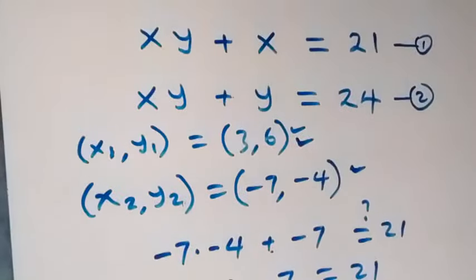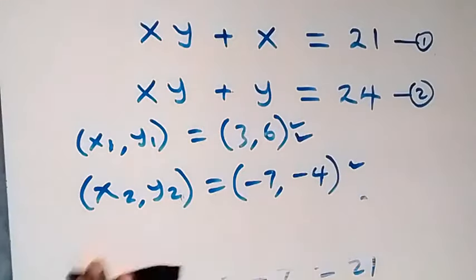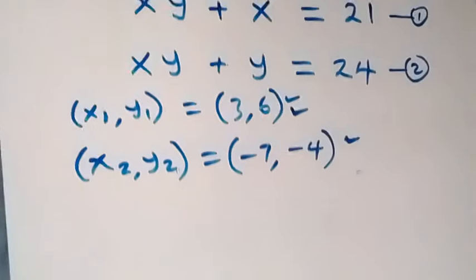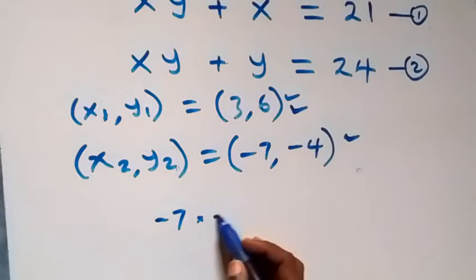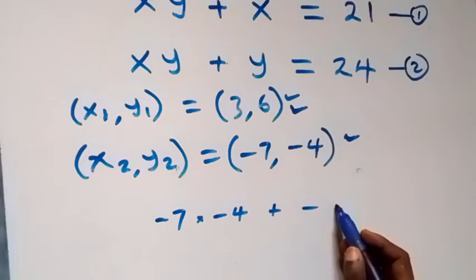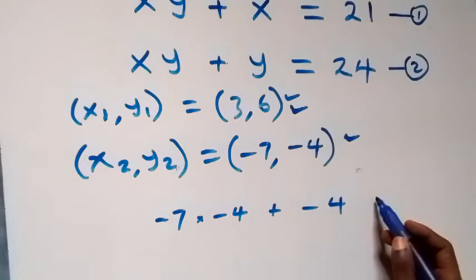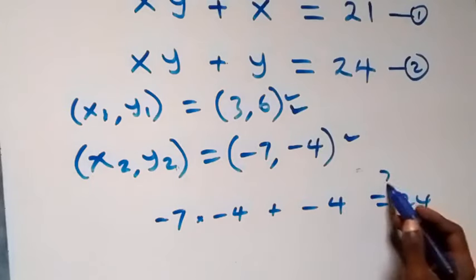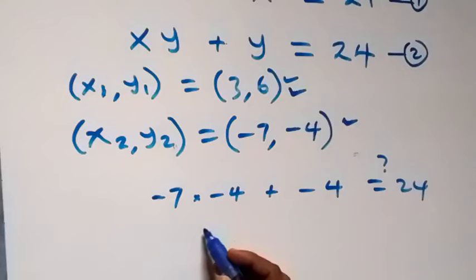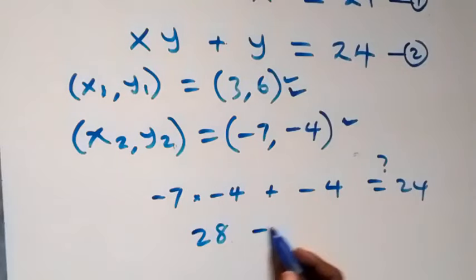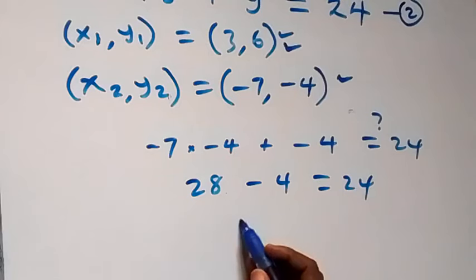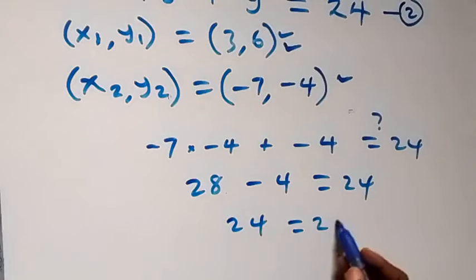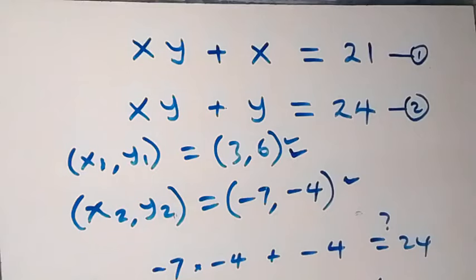And also substitute that in the second equation. We have xy plus y: minus 7 times minus 4, plus minus 4, equals 24. Minus 7 times minus 4 is 28. Then we have minus 4 equals 24. Of course, 28 minus 4 is 24, which equals 24. And hence, this also satisfies the second equation.